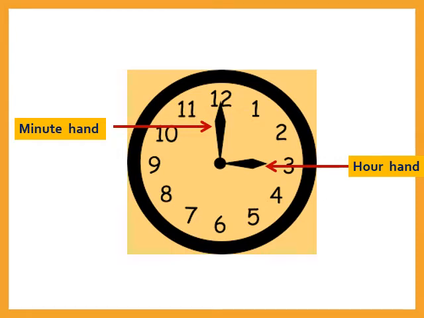The longer hand is called the minute hand. The shorter hand is called the hour hand. The minute hand moves around the clock once in 1 hour. So 1 hour is equal to 60 minutes.